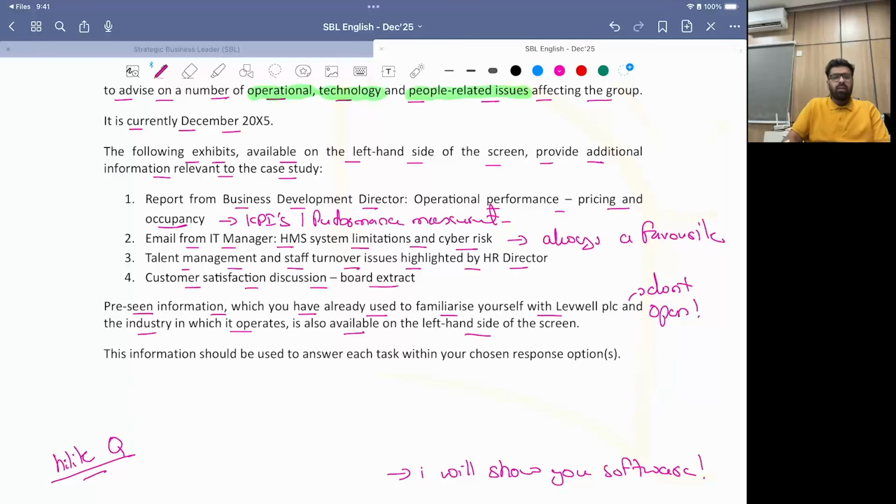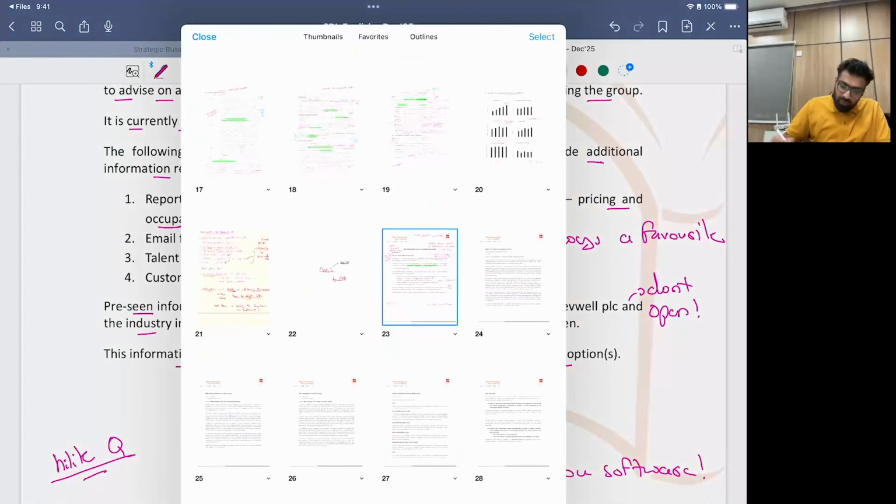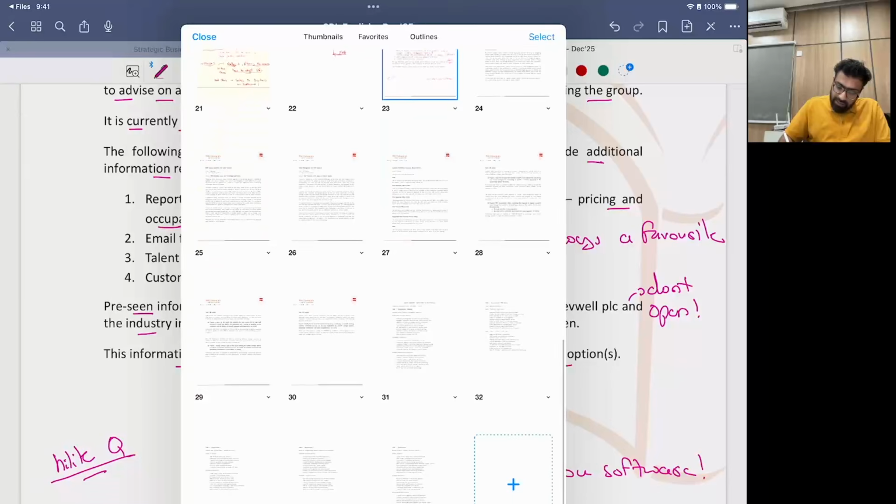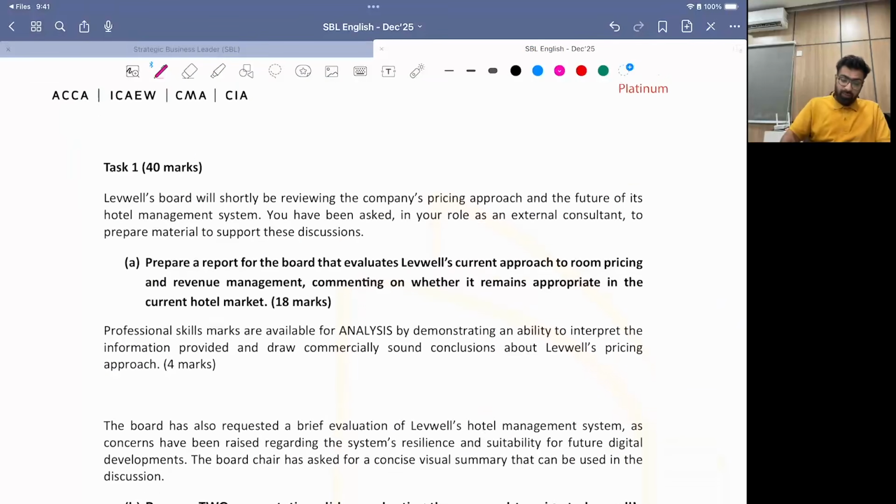I would say don't open. You just have to remember the key important findings. And if you open too many exhibits in the software, then you yourself would be really confused about what to do. So the information should be answered within the response options. So let's dive into the requirements rather than going to the exhibits, right?